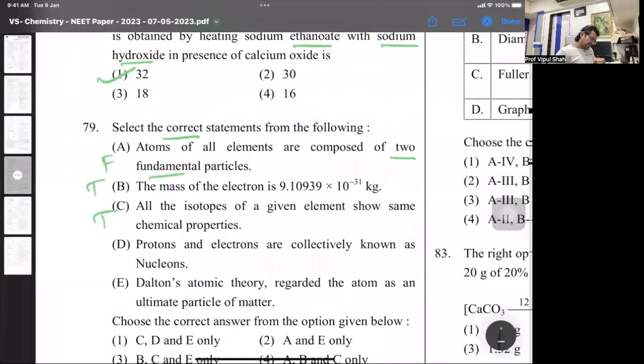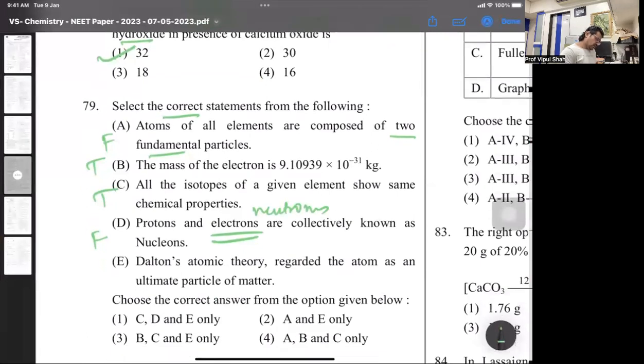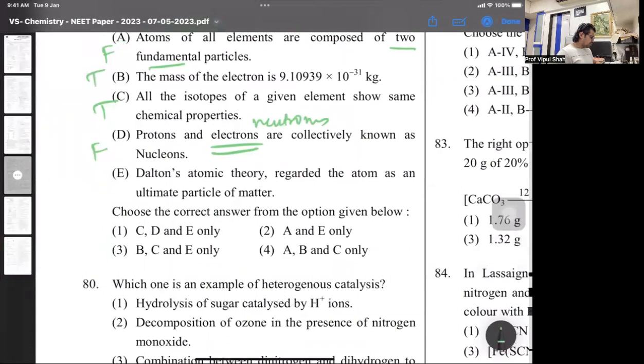Protons and electrons are collectively called nucleons. False. It's not protons and electrons, it's protons and neutrons. And last one, Dalton's theory regarded the atom as the ultimate particle of matter. Now what they are saying is to select the correct ones. So the last one is also true. So if you observe, B, C, and E are the true ones. So that's basically your third statement.